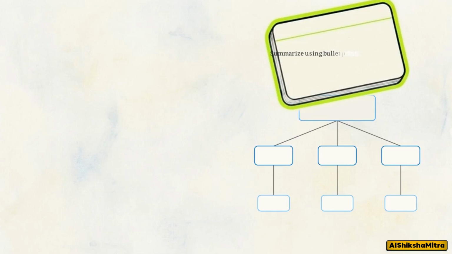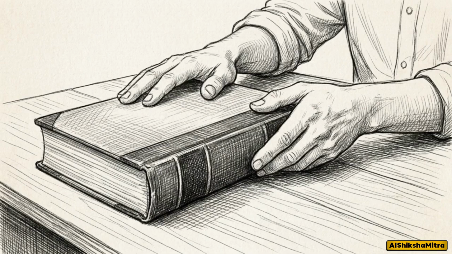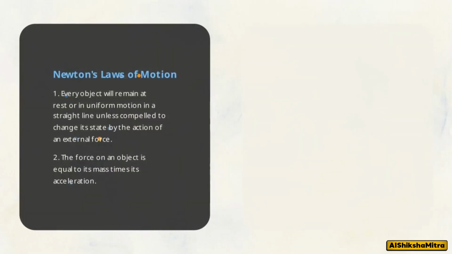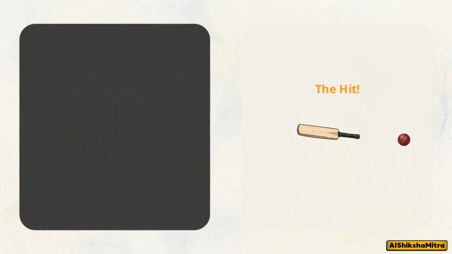Notice the constrained words appearing here. Commands like bullet points or simple terms force the tool to filter the noise and structure the data. True learning begins when we stop treating textbooks as static laws. We can use AI to dynamically reshape that information to fit our individual cognitive style.